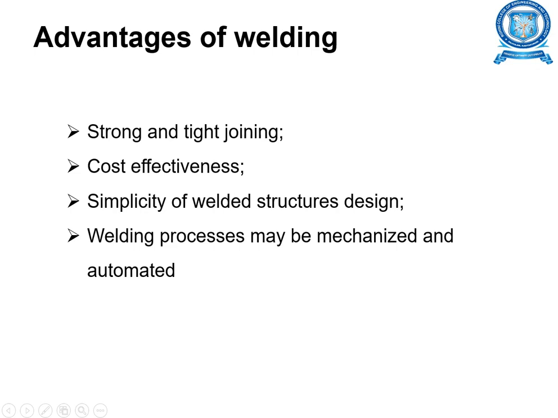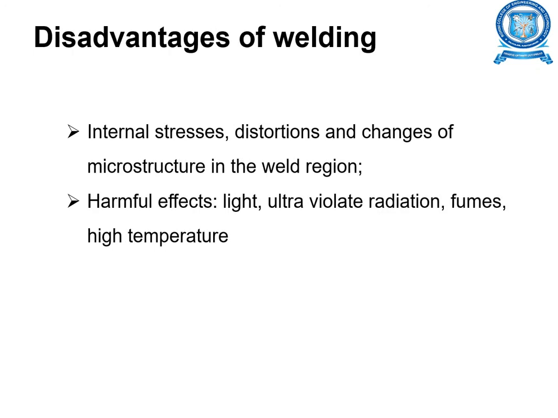So advantages of welding. The advantages of welding is the metals are joined together to form a strong and tight joint, and it is cost effective, with simplicity of welded structure designs. Welding processes may be mechanized and automated. And the disadvantages of welding are internal stresses, distortions, and changes of microstructures in the weld region, and harmful effects like light, ultraviolet radiations, fumes, and high temperature.